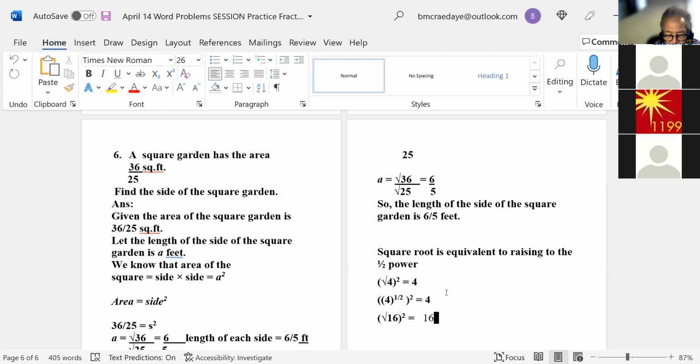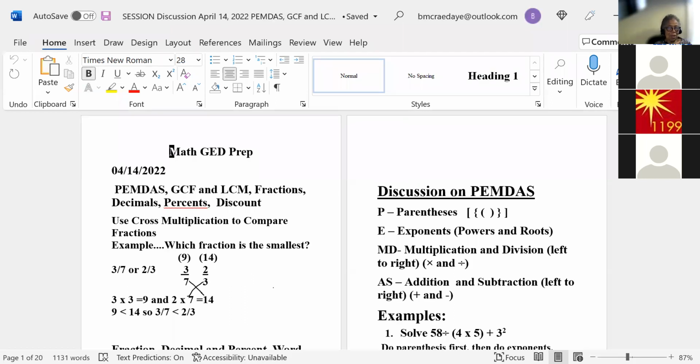Any questions? I think we'll be able to get to PEMDAS, one of your favorite topics, right? Okay, let's go to PEMDAS. What do you remember about PEMDAS? Anybody? Parentheses. Exponents. Multiplication, division, adding, and subtraction.